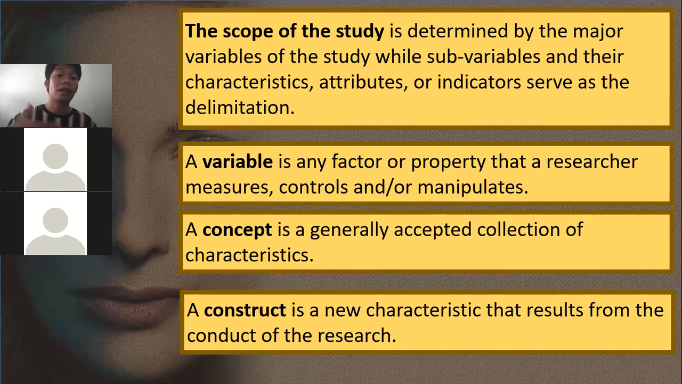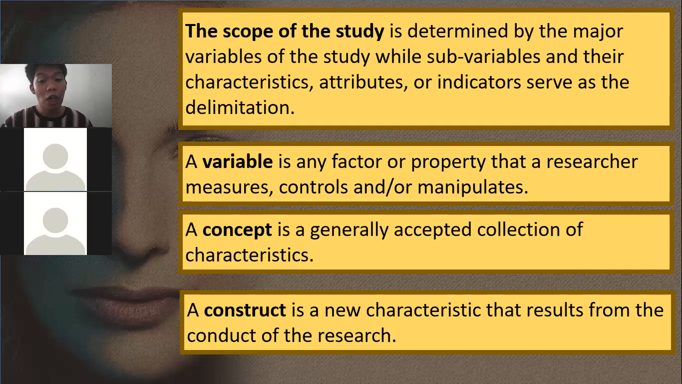What are the specific variables and sub-variables in your study. You need to indicate that in your research so that you will know what are your limitations. So a variable is any factor or property that a researcher measures, controls, or manipulates. That's what we discussed earlier.